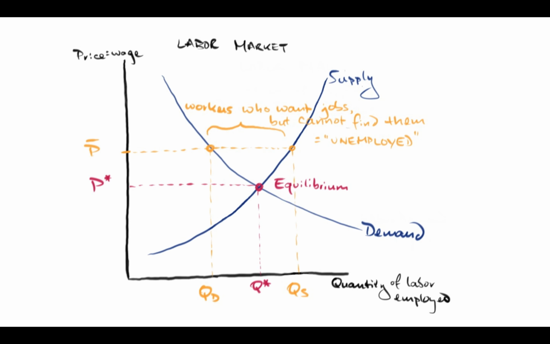So in some ways, this is doubly bad for some of the workers who had jobs when the market was in equilibrium. Remember, Q star workers had jobs when the market was in equilibrium. When the minimum wage was set higher than the market equilibrium, employers were not willing to employ more than QD workers. And so that's all the jobs there were.